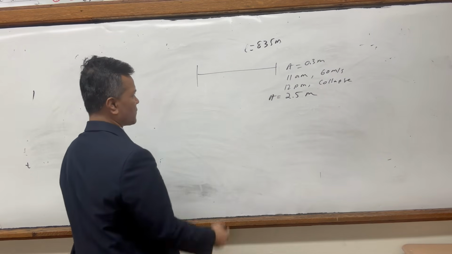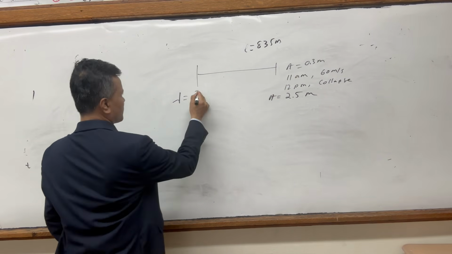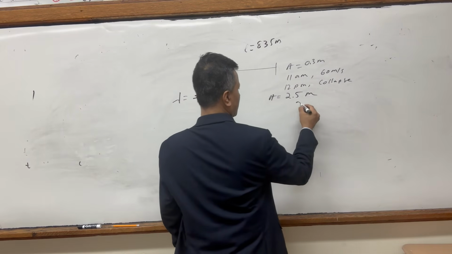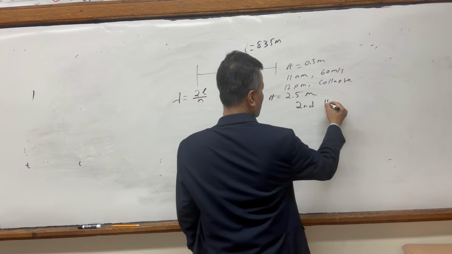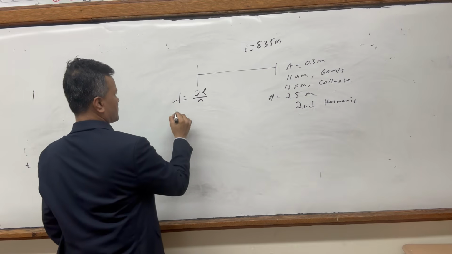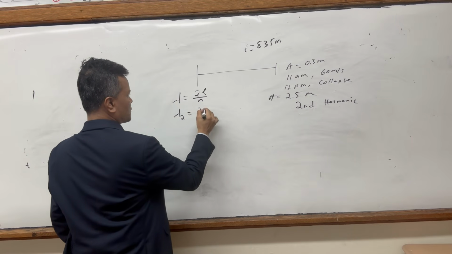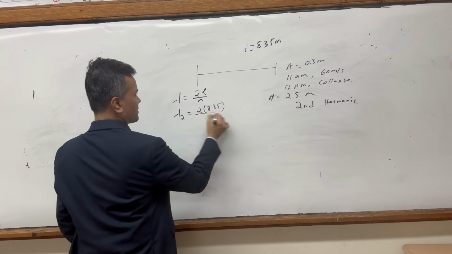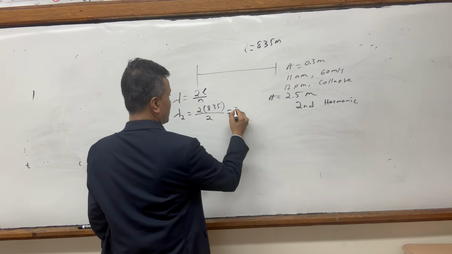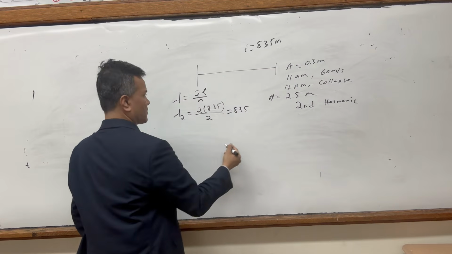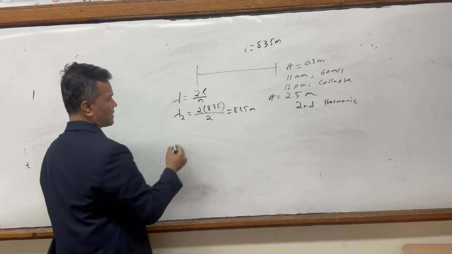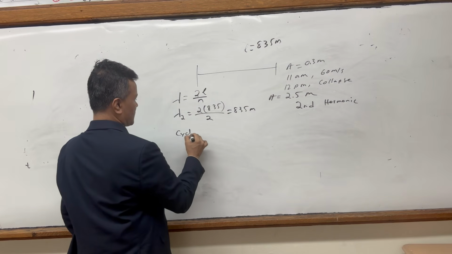Now we want to find the wavelength. Wavelength is 2L over n. It was the second harmonic. So 2 times 835 divided by 2. Second harmonic means 2 loops, so 835. That's lambda, 835 meters. So let's see the frequency of cycles it created.